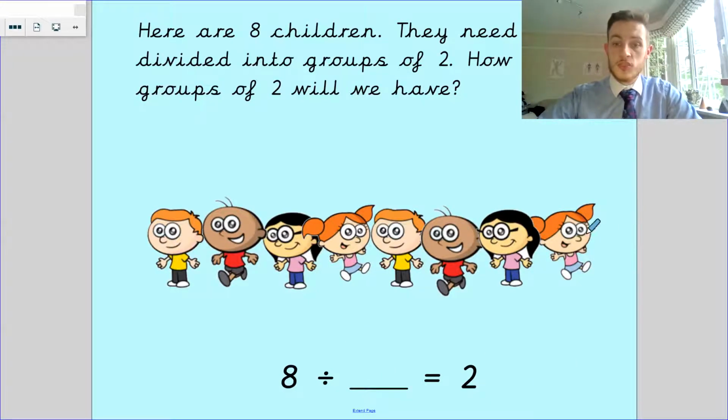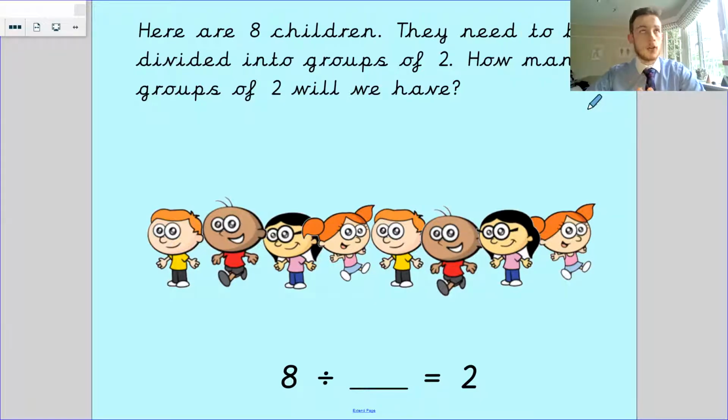I have 8 children here, 1, 2, 3, 4, 5, 6, 7, 8. They need to be divided, if I just make myself a little bit smaller so we can read the question. It's really important, and I cannot stress this enough. Today's lesson, we must read the question. There are 8 children. That's my starting number here. Perfect. They need to be divided into groups of 2. Groups of 2. That's my answer. How many groups? So I need to put them in groups of 2. So I'm going to be grouping.